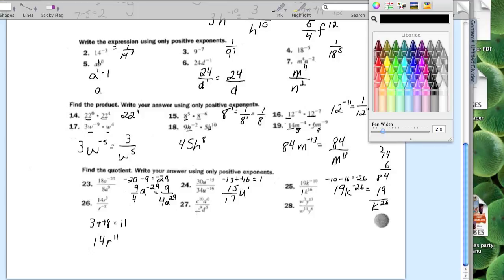Here I'm going to subtract. 10 minus 9 is 1, so it's c to the 1st. 0 minus 5 is negative 5. So it's c over d to the 5th. And the last one, 3 minus 11 is 8, so w to the negative 8. And 13 minus 6 is 7, so it's y to the 7th over w to the 8th.